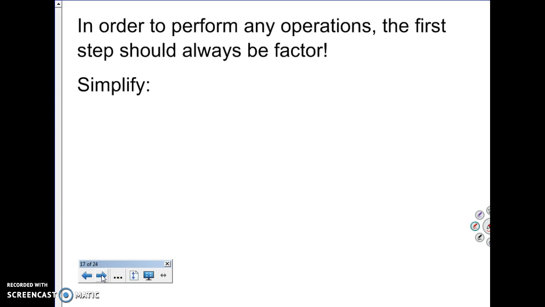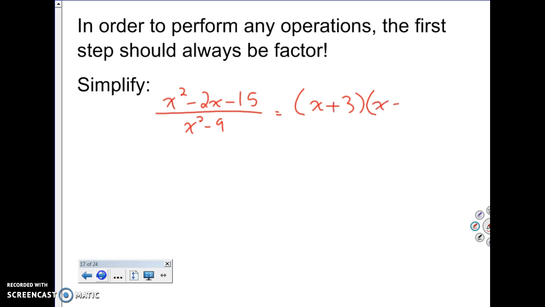So one example might be x squared minus 2x minus 15, all divided by x squared minus 9. And the first thing you want to do is factor. And so this factors to, sorry, actually, it looks like x plus 3, x minus 5. And then this is a difference of two squares, x minus 3, x plus 3.